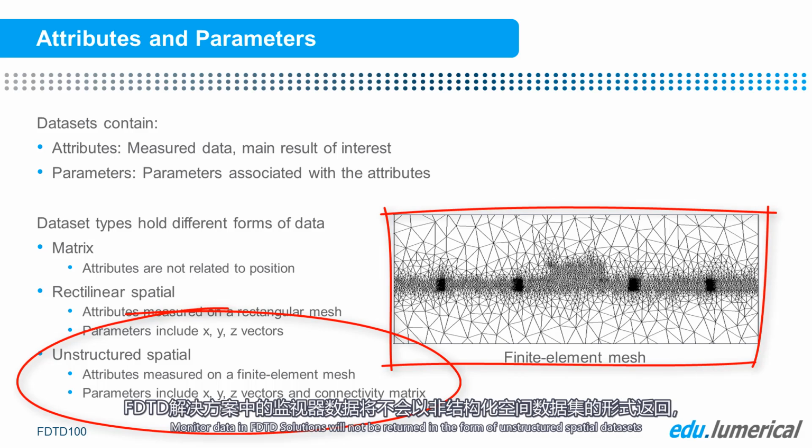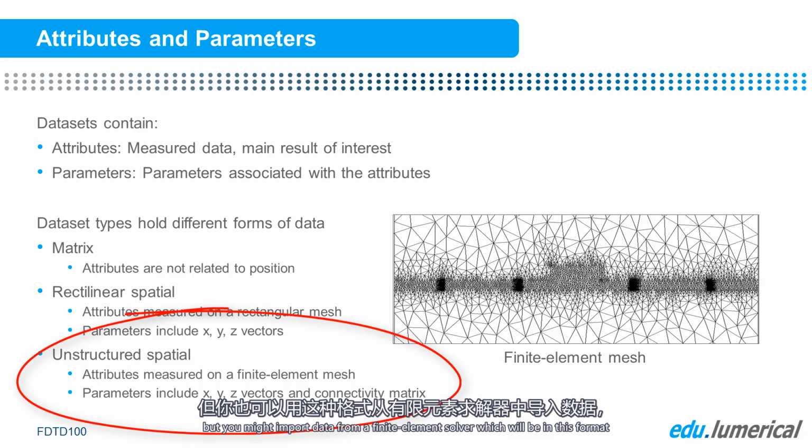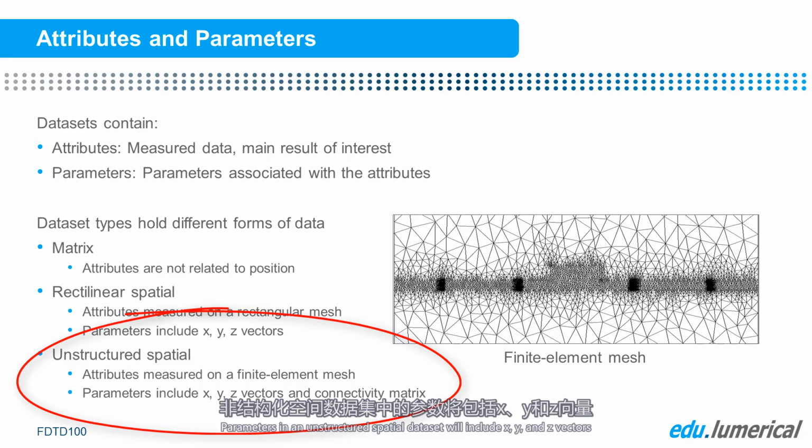Monitor data in FDTD solutions will not be returned in the form of unstructured spatial datasets, but you might import data from a finite element solver which will be in this format, such as a temperature distribution profile calculated using the heat transport solver and device. Parameters in an unstructured spatial dataset will include x, y, and z vectors, which give the positions of each vertex on the finite element grid, and a connectivity matrix describing how the vertices are related.